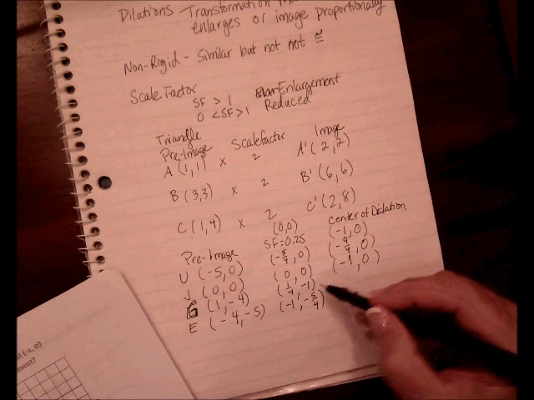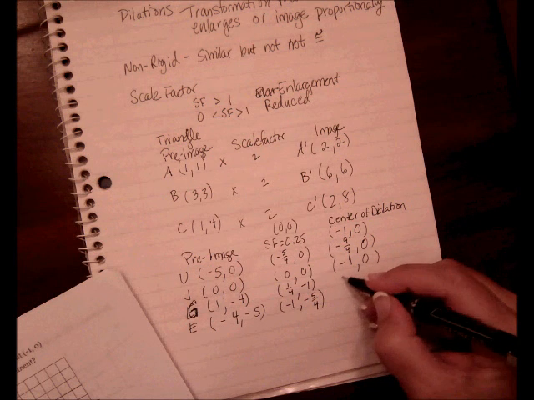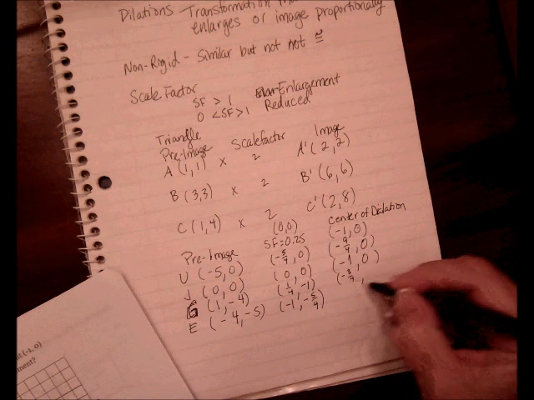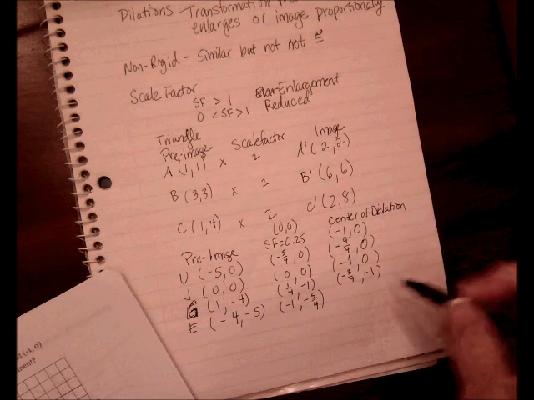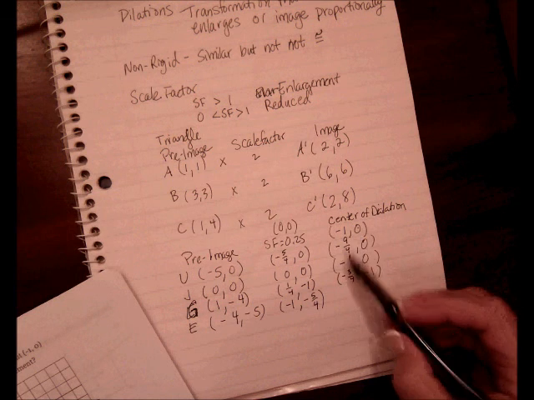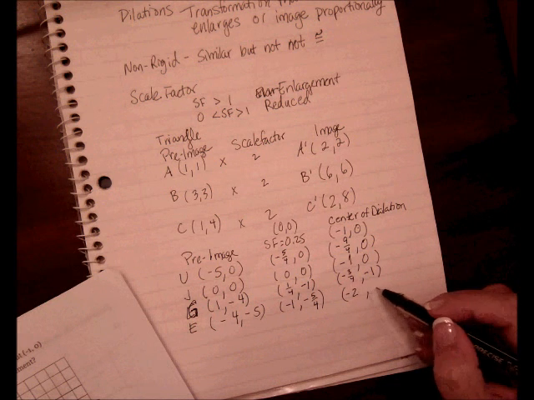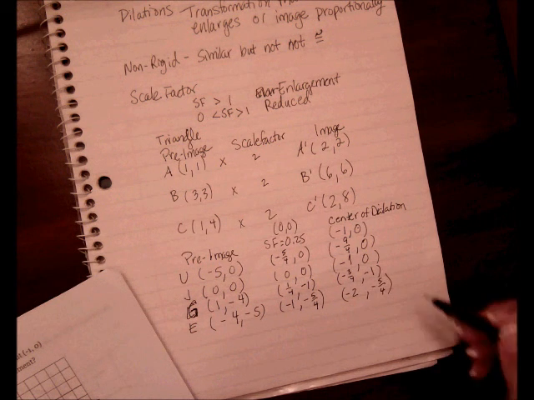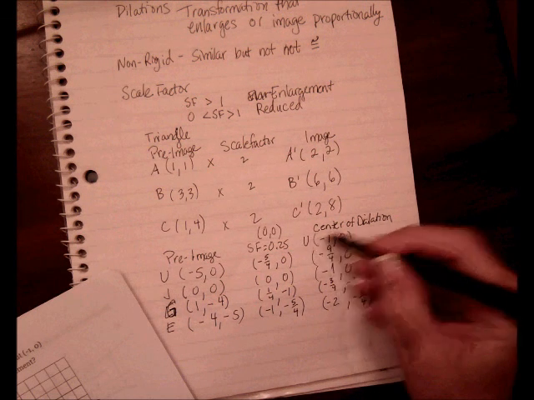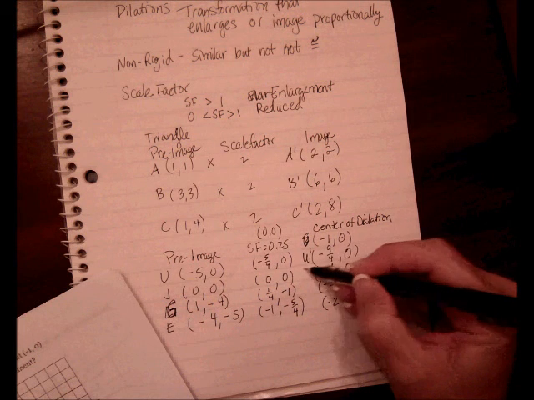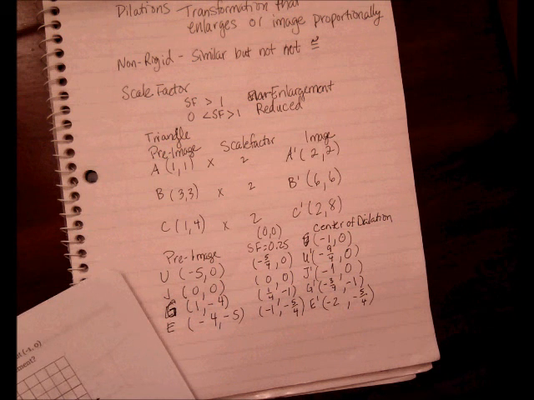My next one is 1/4, and I'm going to subtract 1 from that, so that's going to be -3/4. And then I have -1, and I'm going to stay at -1. Then I have -1, and I'm going to go over another -1, so that's -2, and then my y value is going to stay the same. So these would be my new points of my image. So this is going to be U prime, J prime, G prime, and E prime. So that's how you work with that.